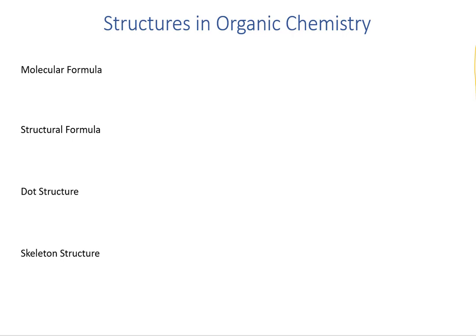Let's take some time to focus on the different types of structures in organic chemistry. So far we have focused on converting a molecular formula to a dot structure, but we also want to explore a hybrid of the two, the so-called structural formula, as well as an abbreviation style frequently used in organic chemistry called the skeleton structure.